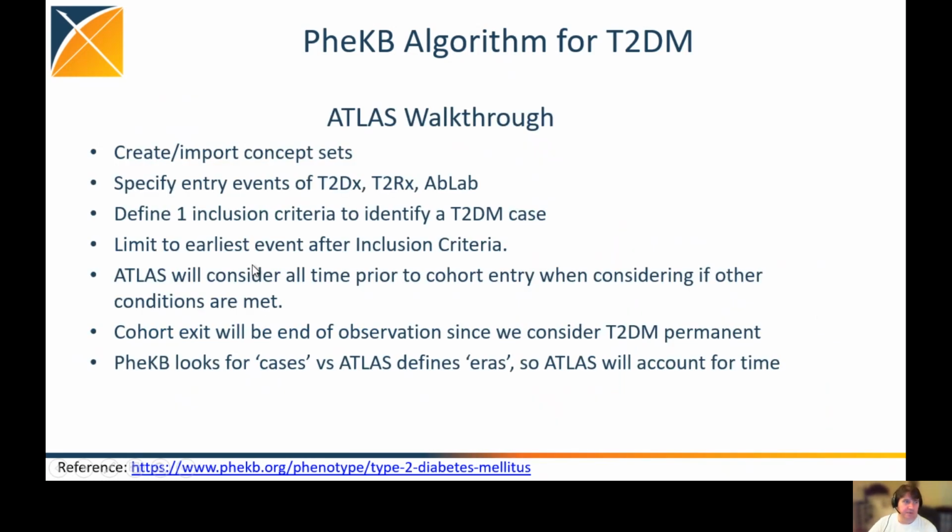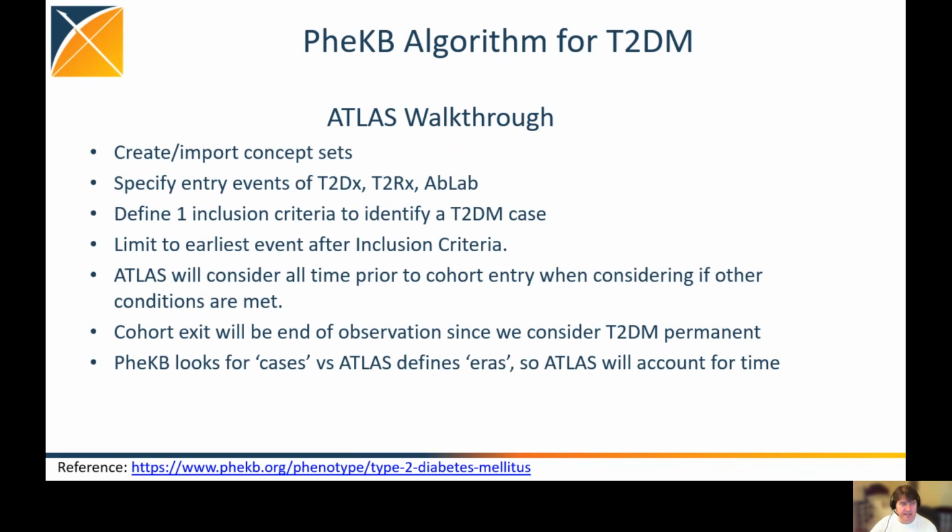So in the Atlas walkthrough, we'll show creating and importing concept sets for each of those clinical concepts. We'll specify the entry events of type 2 diagnosis, type 2 treatments, or abnormal labs. We'll define 1 inclusion criteria to identify a type 2 diabetes case. We'll limit to the earliest event after inclusion criteria. Atlas will consider all time prior to cohort entry when considering if other conditions are met. And the cohort exit will be the end of observation since we consider type 2 diabetes permanent.